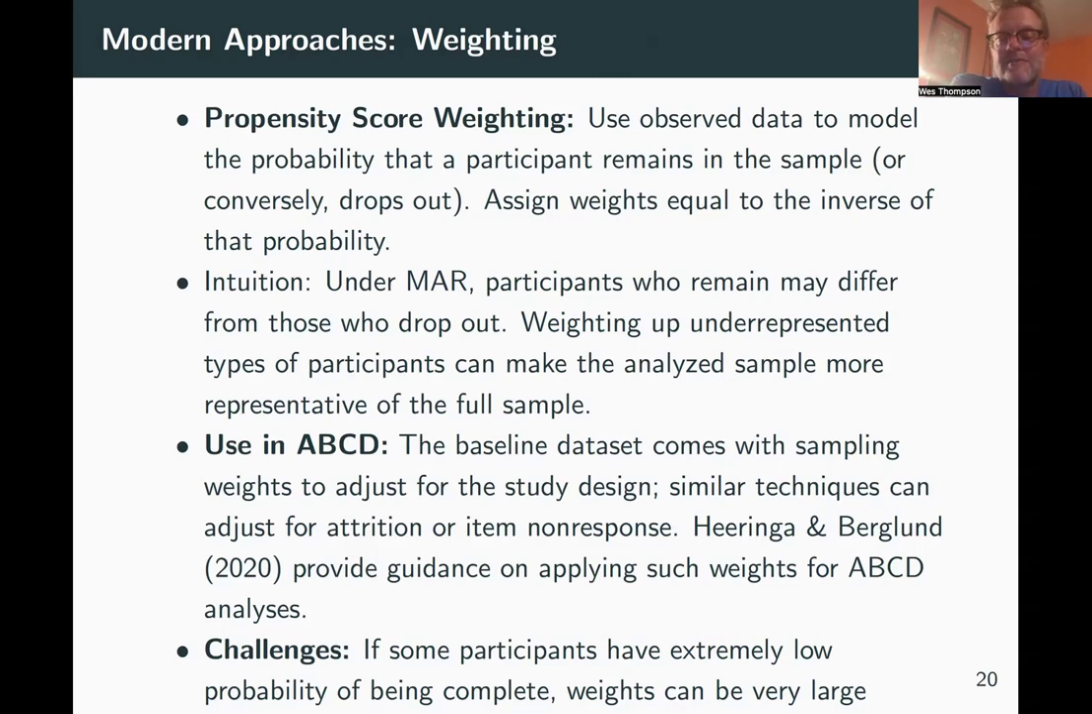And then it assigns weights equal to the inverse of that probability to the observation. And so the intuition is that under the missing at random assumption, participants who remain may differ from those who drop out. And then the weighting basically takes underrepresented participants who are still in the data set and upweights them to account for the people that were differentially dropping out at higher rates or missing at higher rates.